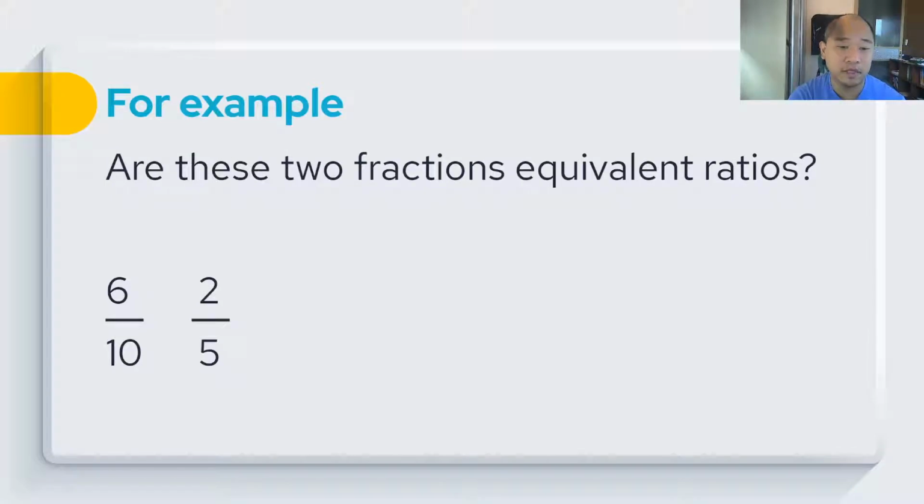Well, we can look at how we get from 6 to 2, right? And that means we would divide by 3. And if we divide the bottom by 3, we do not get to 5. So no, this is not proportional, or not equivalent ratios. Okay.